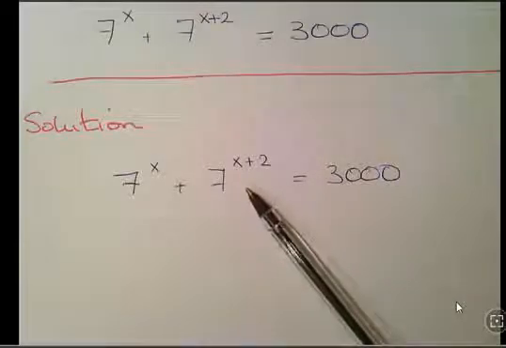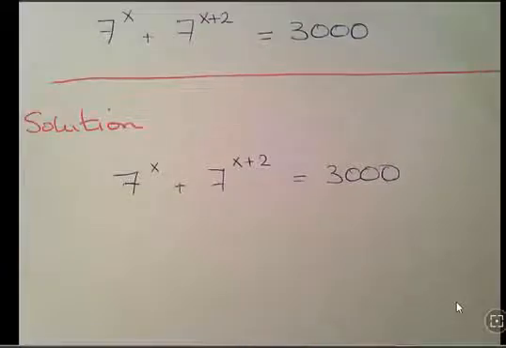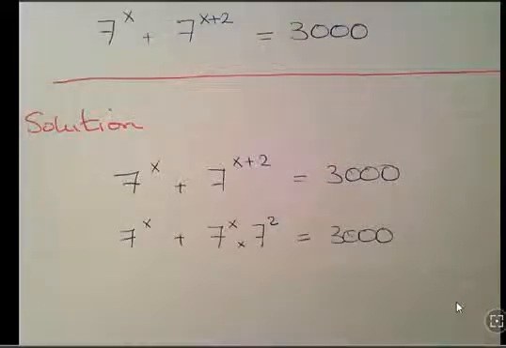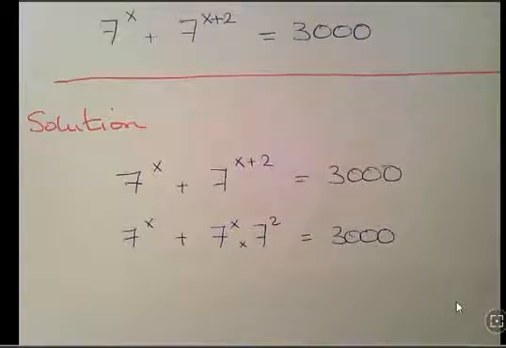7 to the power of x plus 2 can be written as 7 to the power of x times 7 to the power of 2. This is the law of powers, which is quite important. So this part here can be rewritten as follows. That's just the laws of powers, a very simple progression.